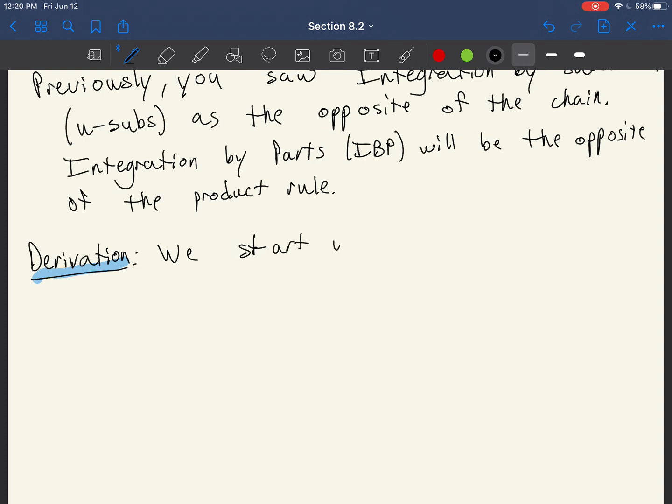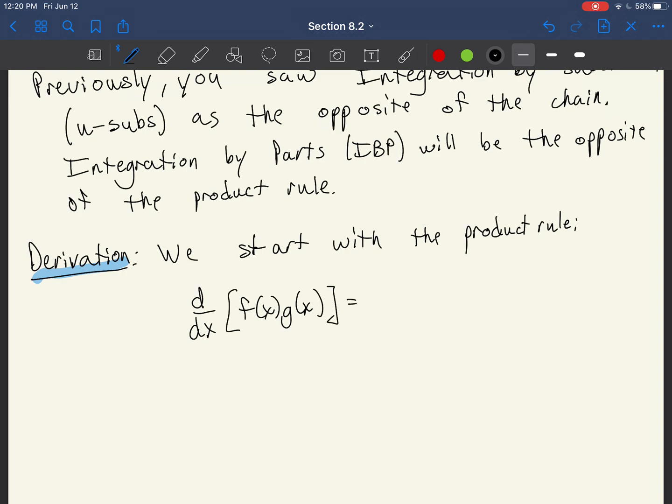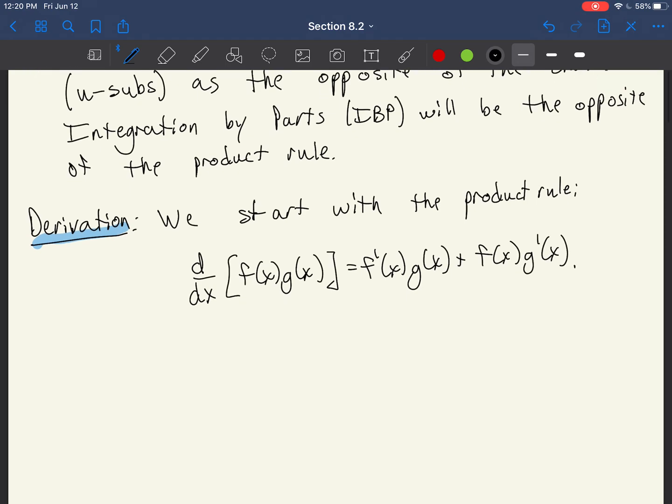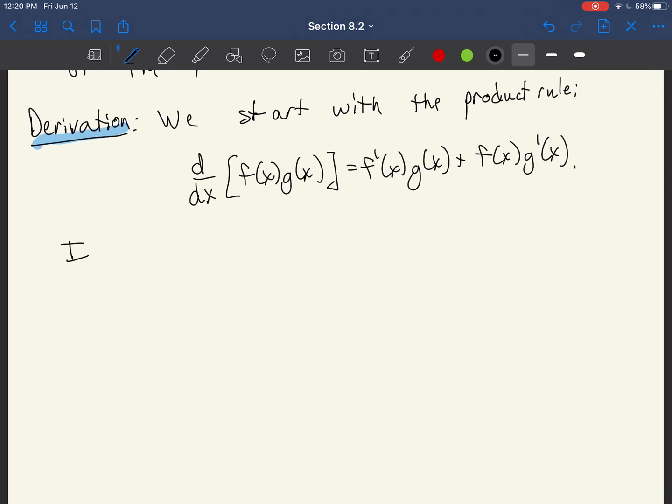We start with the product rule. So the product rule says the derivative with respect to x of the product f of x g of x equals f prime of x g of x plus f of x g prime of x. Integrate both sides. And how are you going to integrate both sides? You're going to use the fundamental theorem of calculus.